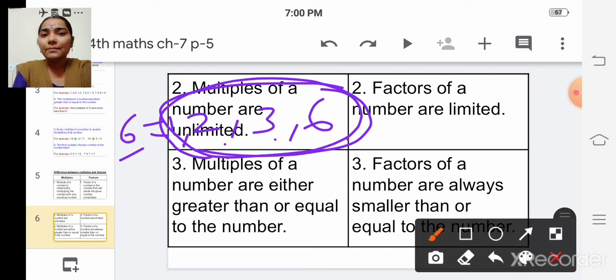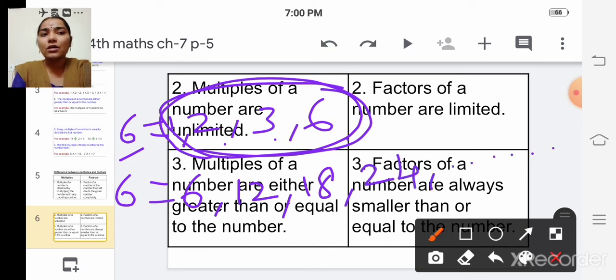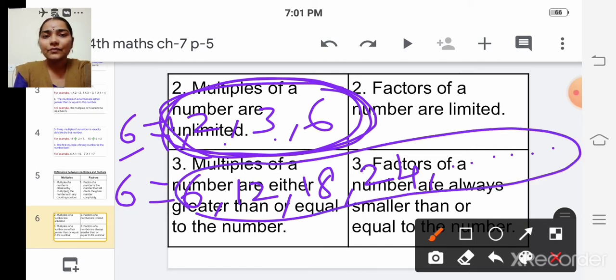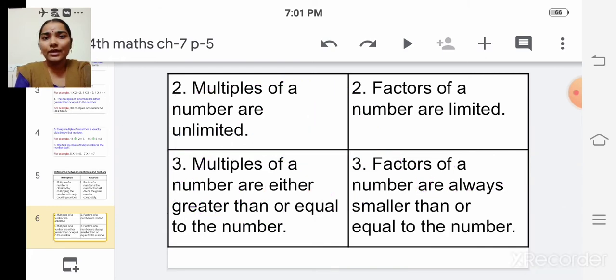But what are the multiples of 6? 6 ones are 6, 6 twos are 12, 6 threes are 18, 6 fours are 24 and it will go on. So the factors of 6 are only 4 numbers, but the multiples of 6 are unlimited. So the multiples of a number are unlimited, but the factors of a number are limited. Okay children, have you all understood?